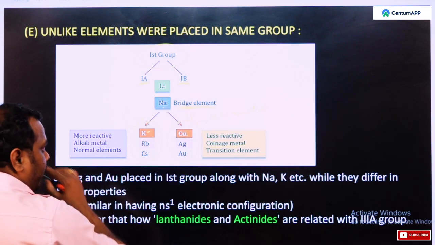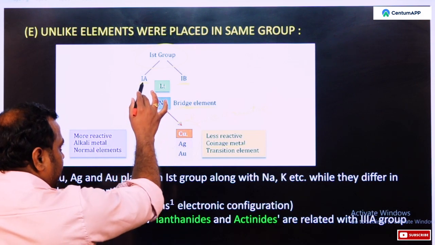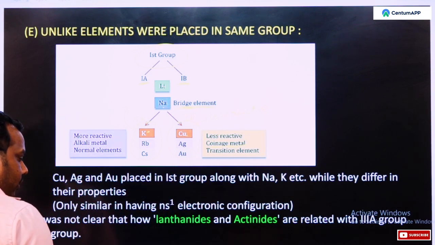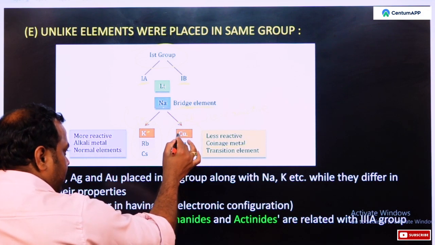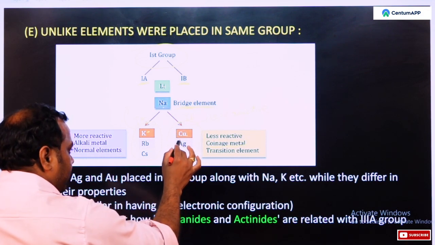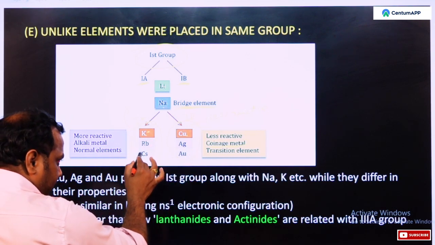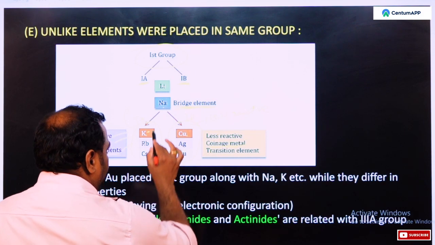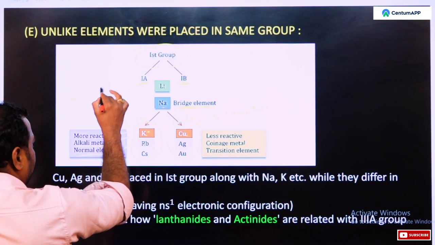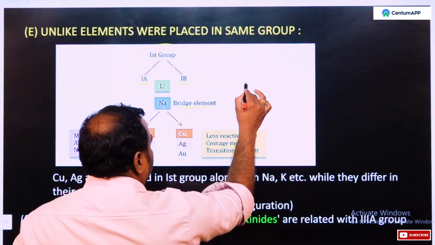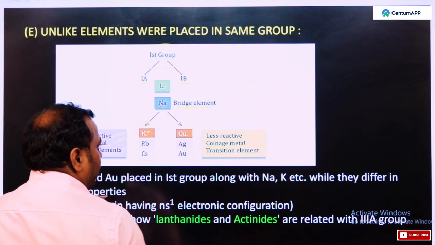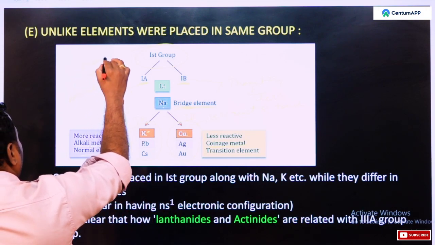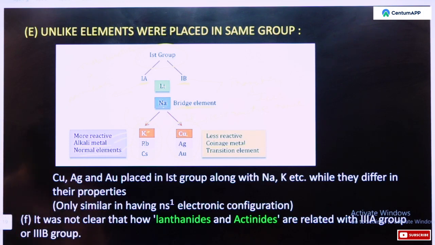The first group is subdivided into two groups: first A and first B. First B elements are coinage metals, for example copper, silver and gold, with less reactivity; they are transition elements. First A group elements, potassium, rubidium and cesium, are more reactive alkali metals, the normal elements.